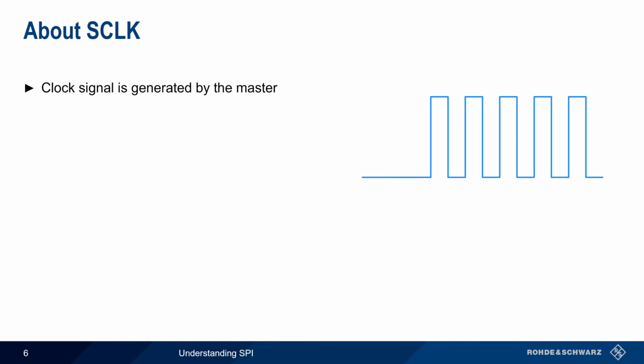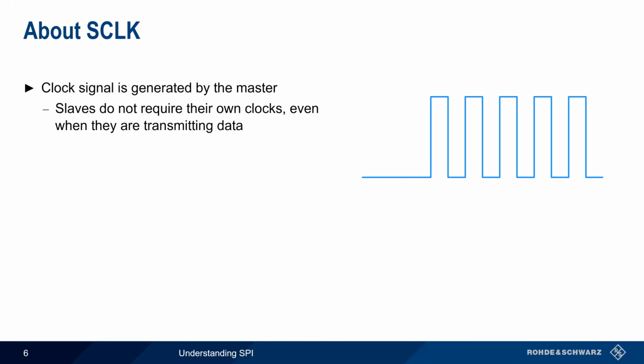After the master pulls CS low to initiate communication, it then begins to generate the clock signal. One of the advantages of this arrangement is that slaves do not require their own clocks, even when they're transmitting data to the master. SPI does not have a standardized clock rate, but typical maximum speeds are in the megahertz range, which means that SPI is usually faster than other common serial data protocols such as UART or I2C.